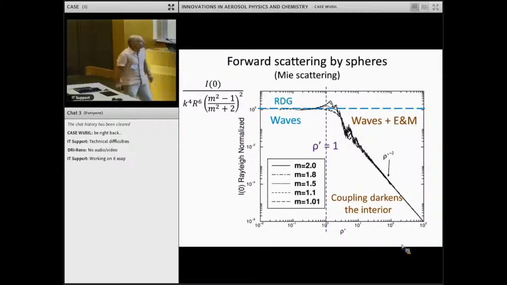Furthermore, look, I got all kinds of indices of refraction. I got 1.01 right up to an index of refraction of 2. And so I've got all kinds of sizes, all kinds of indices of refraction, and the curve is universal with rho prime.